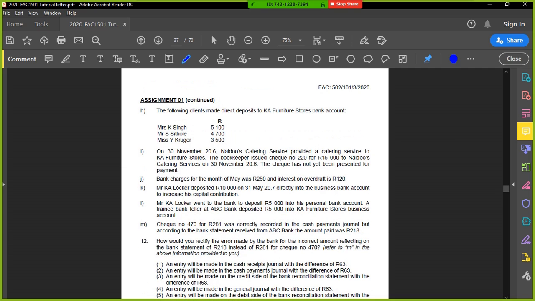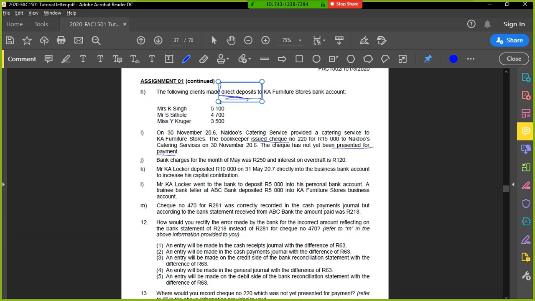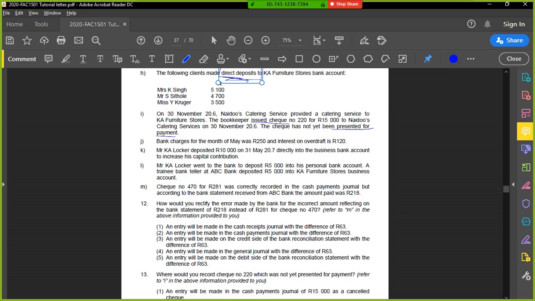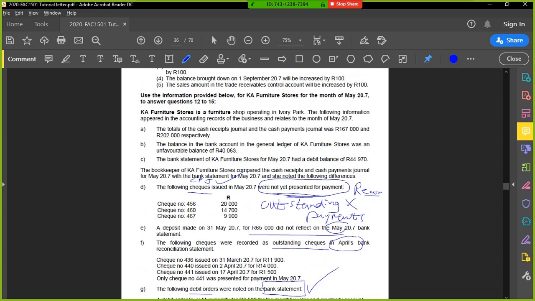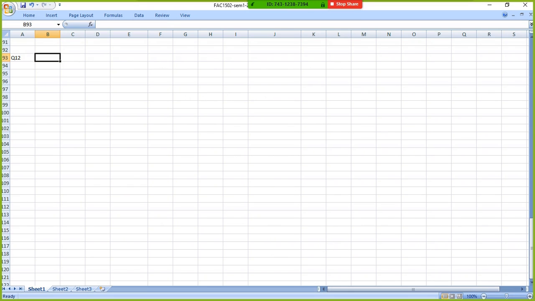All right, H. You've got clients that have made direct deposits. I, you've got a catering service here. You've got a bank issued check that has not yet been presented. You've got bank charges. You've got a business bank account here. What else do you have? Here's personal and business. There's another transaction. And then the last one is the check. Now we need to process this. So let's do a bank recon. This is actually a long question, not a short question. They've just given you answers.